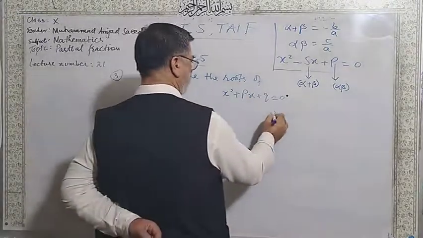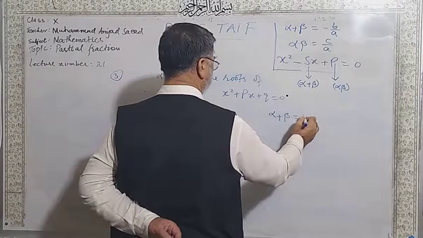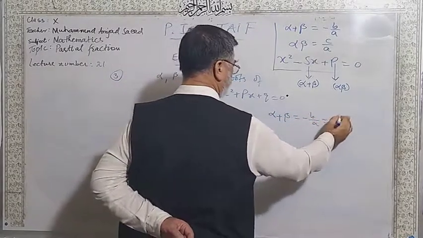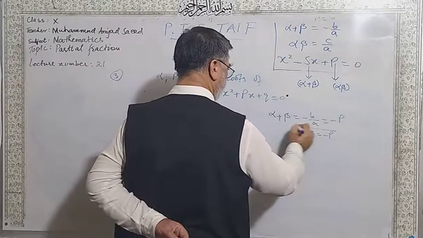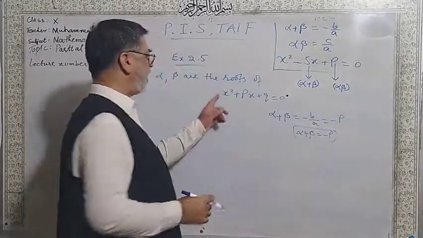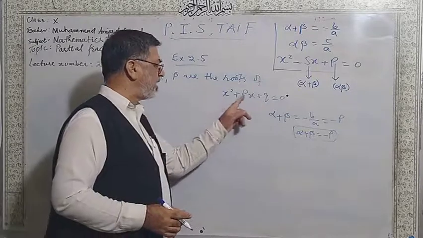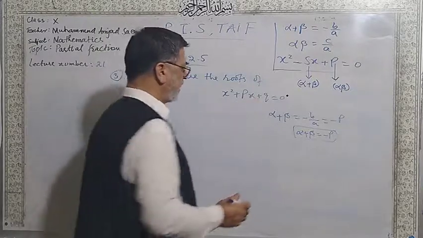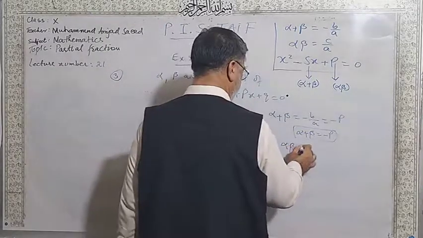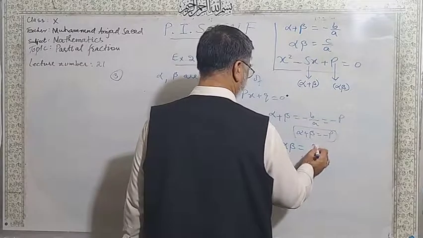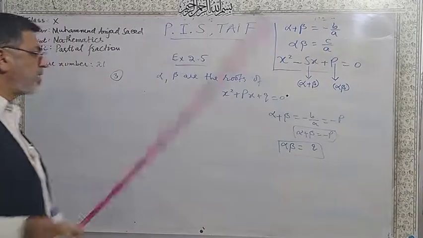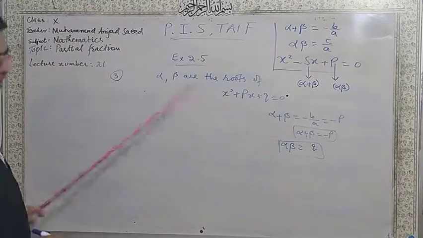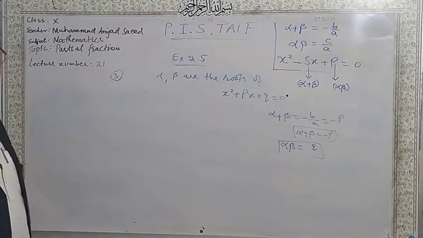Here the sum of roots is equal to minus b over a, that is minus p. Alpha plus beta is equal to minus p. Here a is 1, b is p, c is q. And the product of roots alpha beta is equal to c over a, that is q over 1, which is q. So you can use these values for the two parts of this same question.